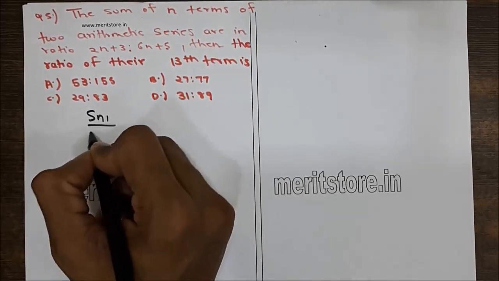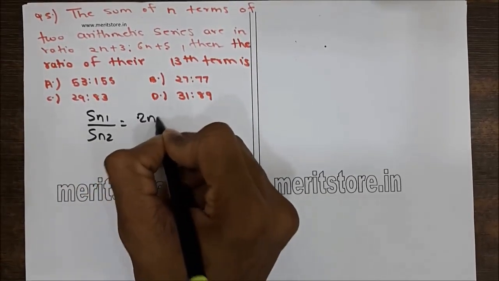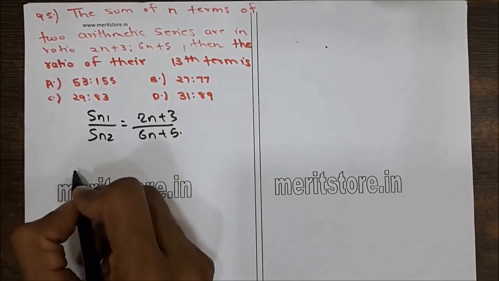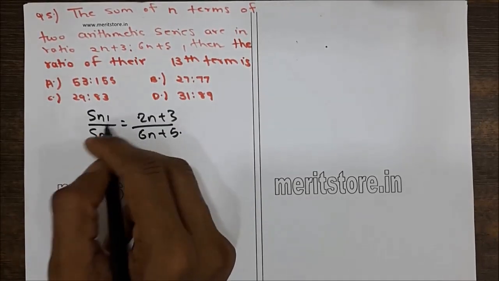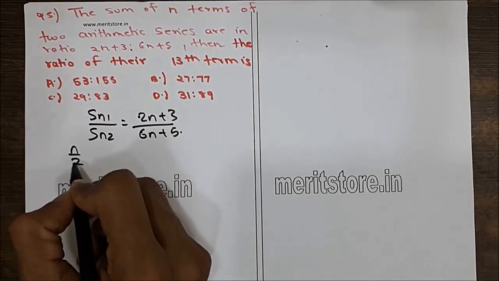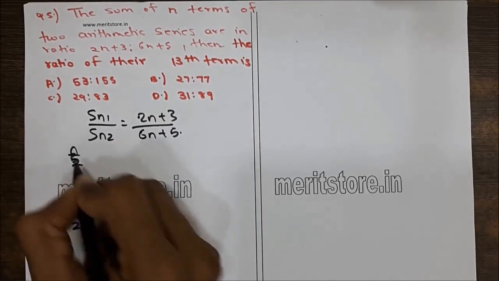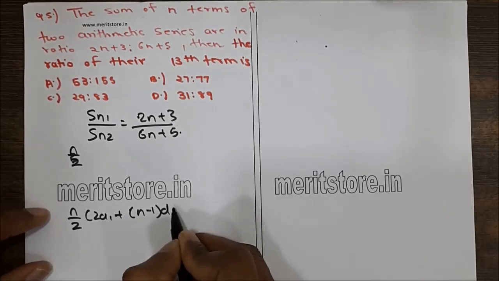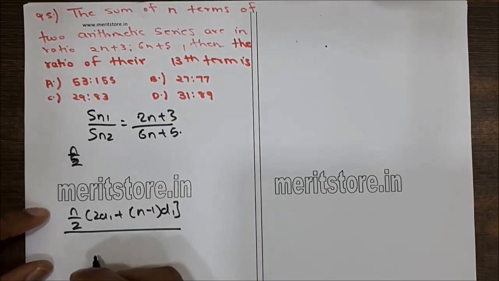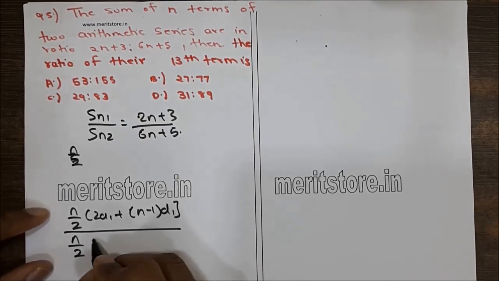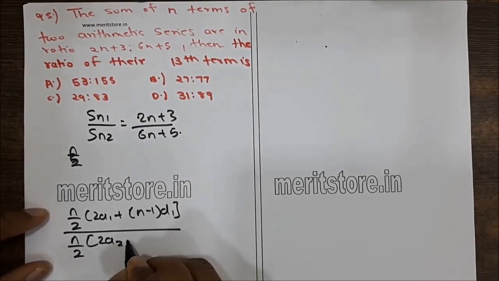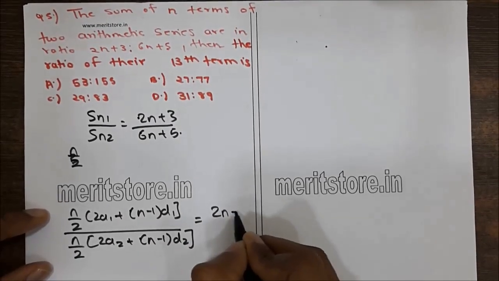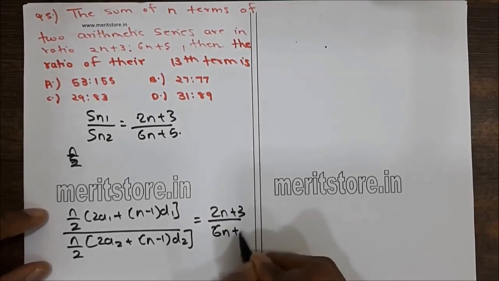We have S_n1 upon S_n2 equal to (2n plus 3) upon (6n plus 5). We are going to solve this using the sum of terms formula, that is n by 2 into [2a1 plus (n minus 1) d1] upon n by 2 into [2a2 plus (n minus 1) d2] equal to (2n plus 3) upon (6n plus 5).